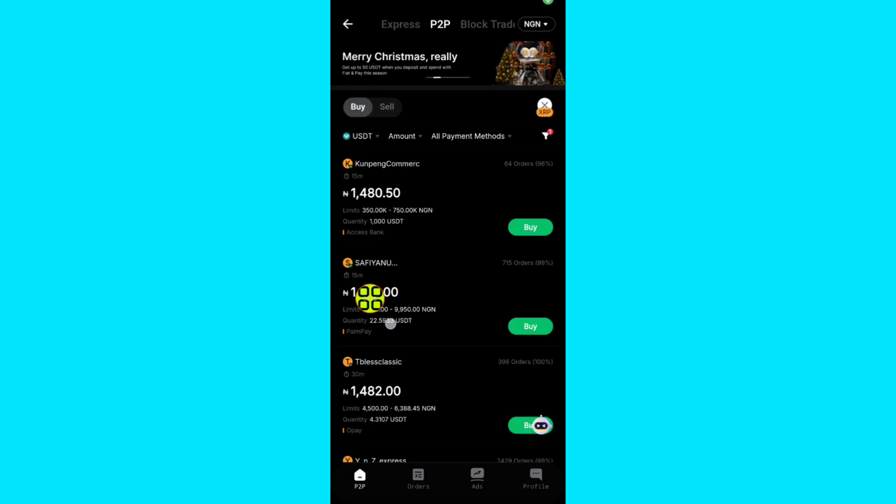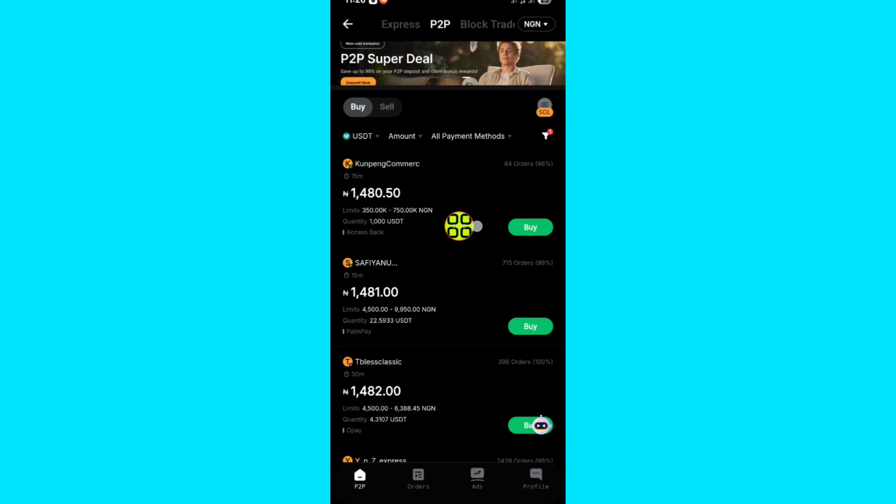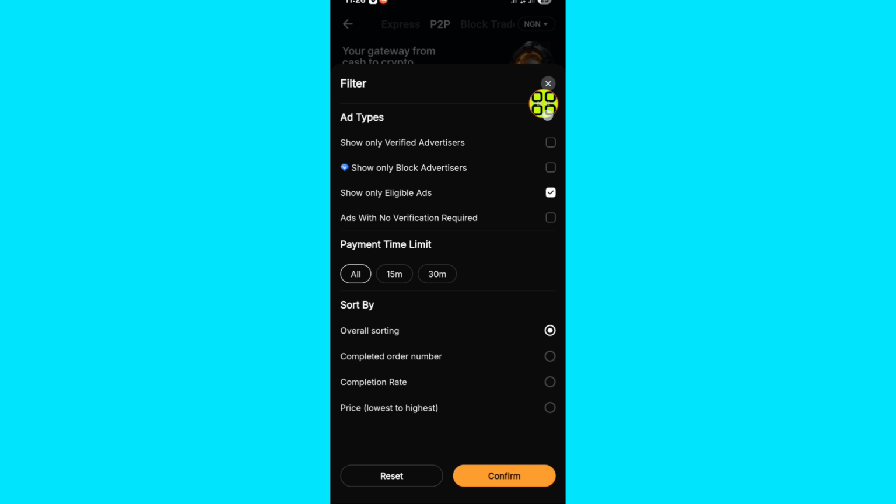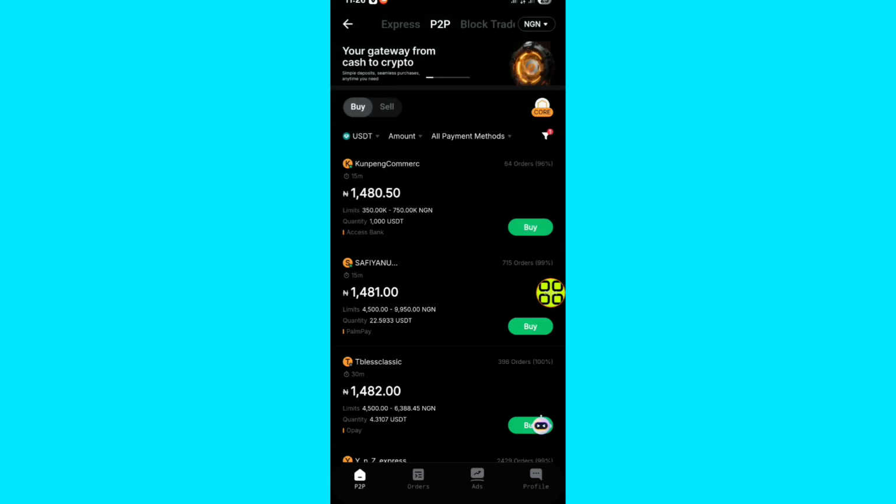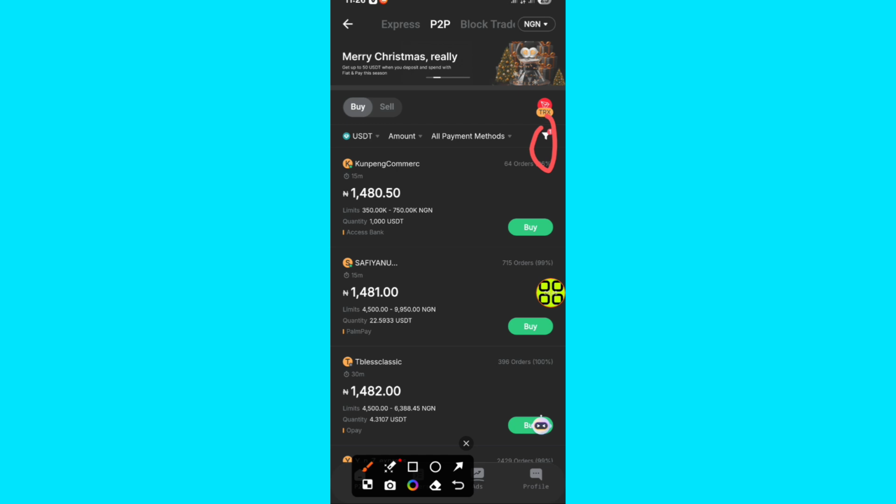After you go to Bybit P2P, if you want to buy any coin, come to the buy or sell option. These are the things you need to do before you place your trade. The first thing to do is tap on this filter option at the top. This is the filter option, you tap on it.